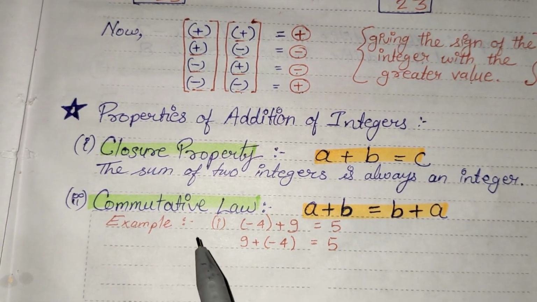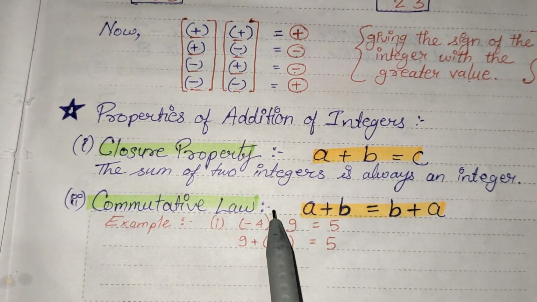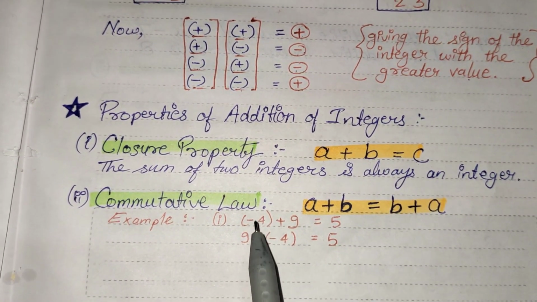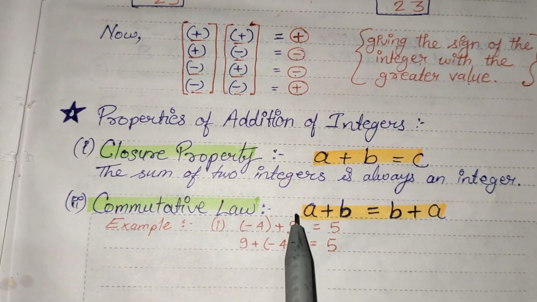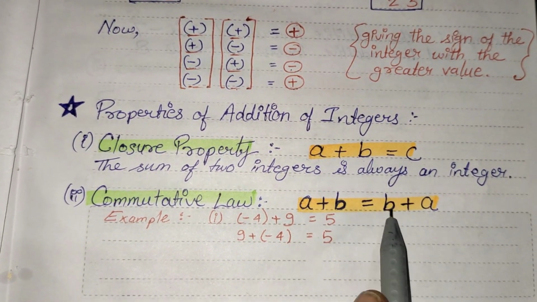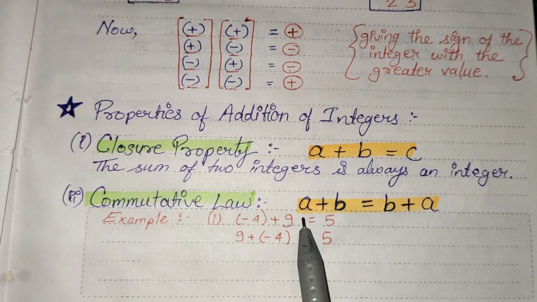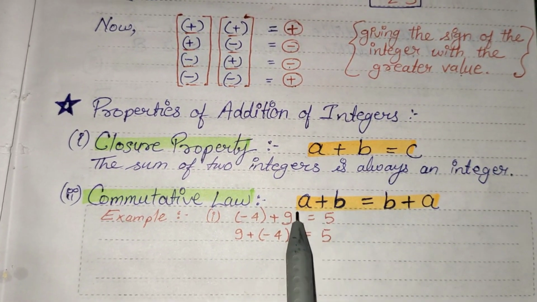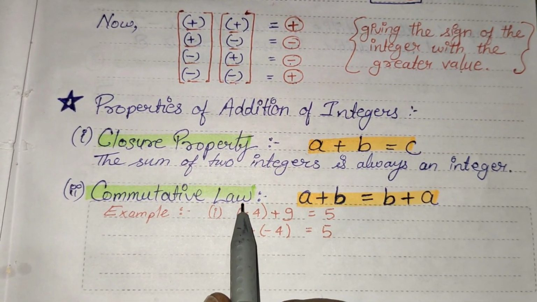Now the second law is the commutative law of addition. What is the commutative law? For any integers a and b, we have a plus b equal to b plus a. This is called the commutative law.